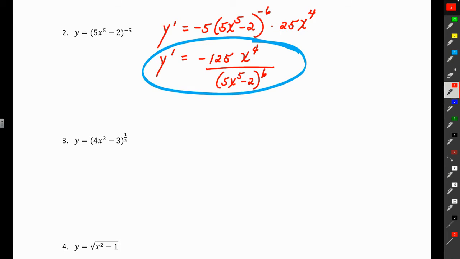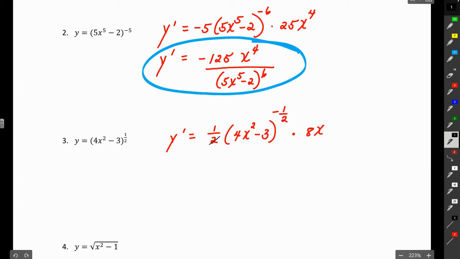All right, number 3, y prime is equal to the derivative of the outside. So we have 1/2 times 1. It gives me 1/2. We're not going to touch the inside. 1/2 minus 1 is negative 1/2 times the derivative of the inside, which is going to be 8x. We don't want to leave a negative exponent in our answer, and we also can divide 2 into 8. That'll give us 4. So let's rewrite that answer. We end up with y prime is equal to 4x over 4x squared minus 3 to the 1/2 power.